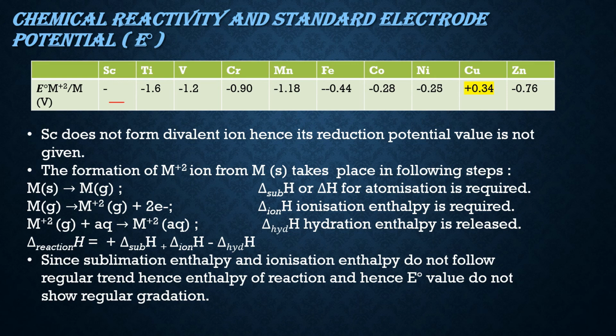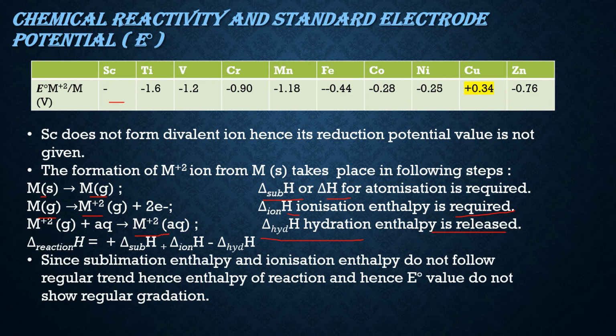Secondly, the formation of M plus 2 ion from M, that is the metal atom, takes place in the following steps. In the first step, the solid metal atom is converted into a gaseous metal atom, and the energy required in this process is called enthalpy of sublimation or enthalpy of atomization. In the second step, this gaseous metal atom loses 2 electrons and is converted into M plus 2 ion, and the energy required is called ionization enthalpy. In the third step, M plus 2 ion dissolves in water and forms M plus 2 aqueous, and the energy released in this process is called hydration enthalpy.